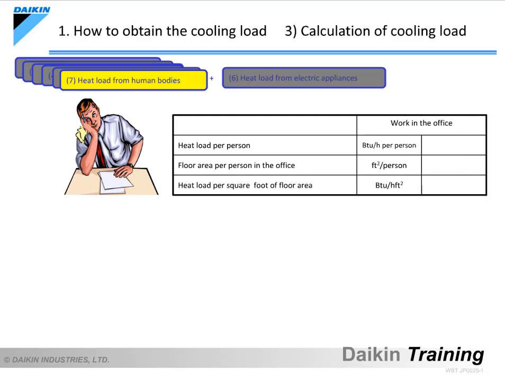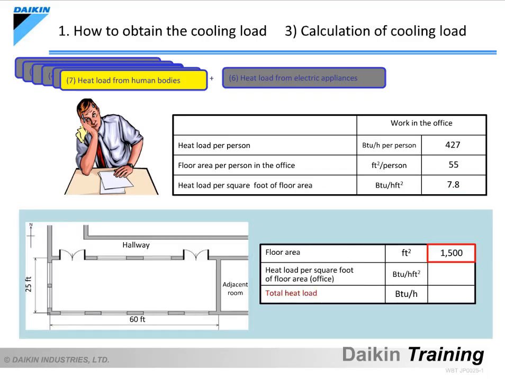If people are working in the office with a room temperature of 78.8 degrees Fahrenheit, the heat load per person would be somewhere around 427 BTU per hour. The floor area commonly used per person is estimated at 55 square feet. Therefore, the heat load per square foot of floor area is 7.8 BTU per hour.